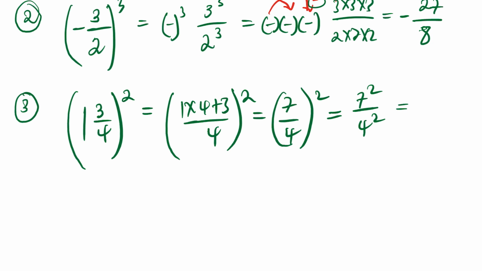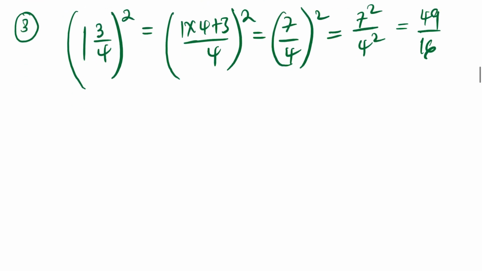7 to the power 2 is what? It is 49. And then this is going to be 16. Hope that makes sense, guys.